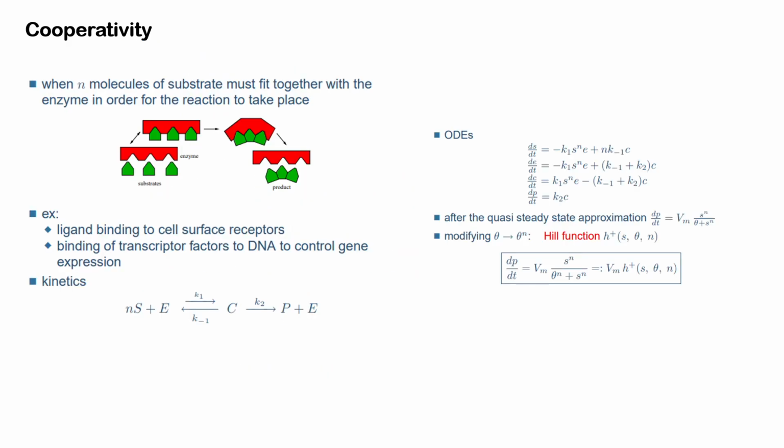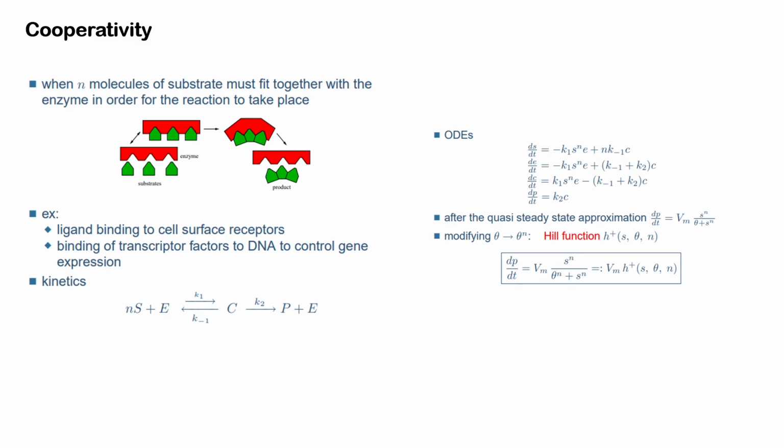So, yeah, next comes the concept of cooperativity. What is cooperativity? Cooperativity is when n molecules of a substrate must fit together with the enzyme in order for the reaction to take place. So there are various substrates, and all the substrates have to come and fit to the enzyme to give the reaction.